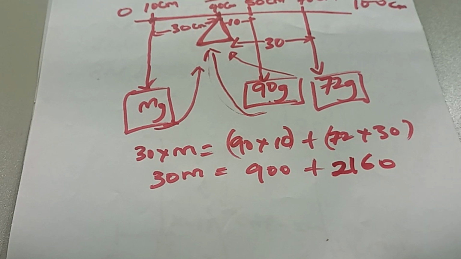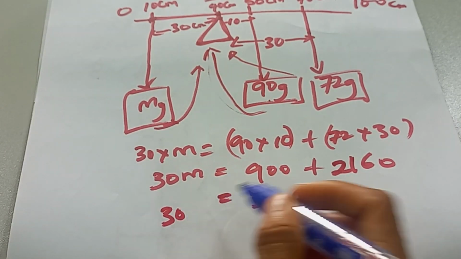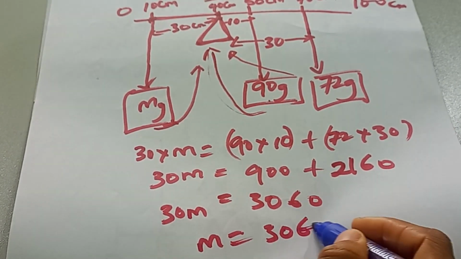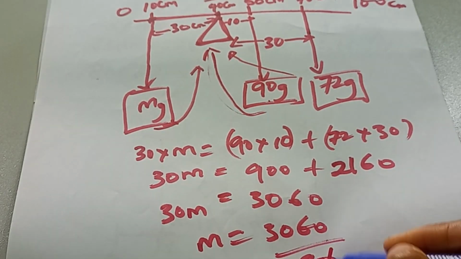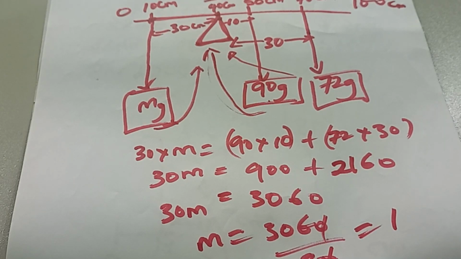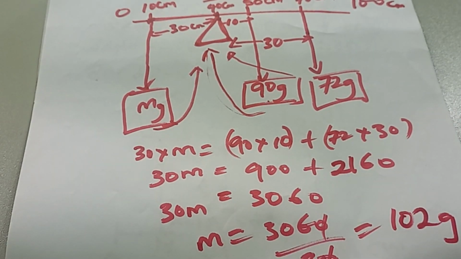Okay, let's keep solving. We'll add up everything. 2160 plus 900 will give us 3060, and here is 30m. So the m we are looking for will be 3060 over 30. This will cancel. Our final answer will be 102. This is the mass of the metal.